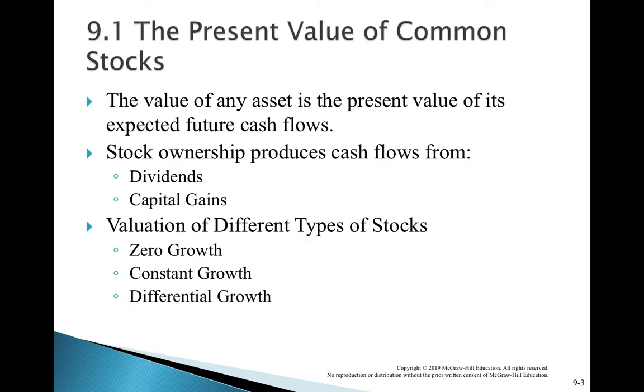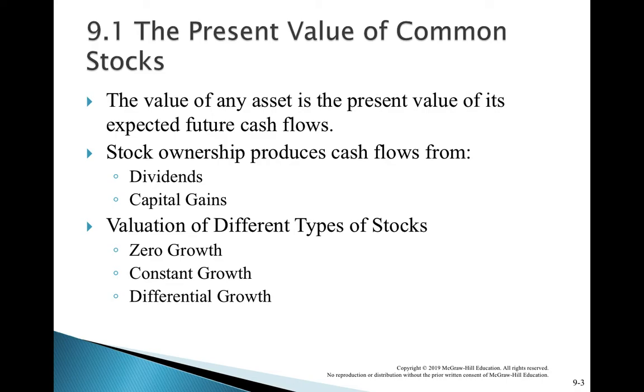Next one is constant growth. That means the stock will pay dividends at a particular constant growth rate. For example, the current dividend is $2 and the constant growth rate is 10%, then next year the dividend will be 2.20. Next to next year it will grow by 10% of 2.20. Every year the dividend will grow at a constant growth rate.